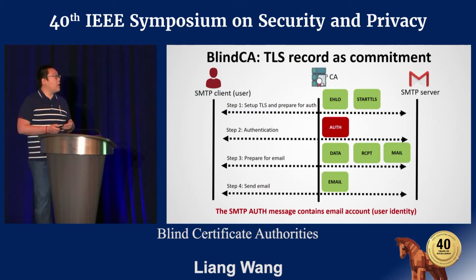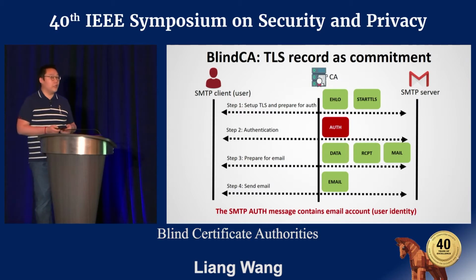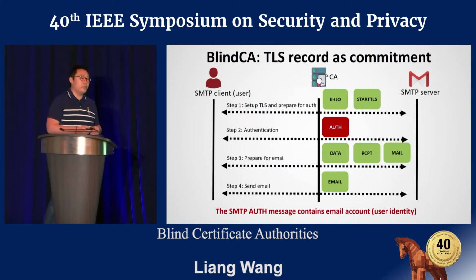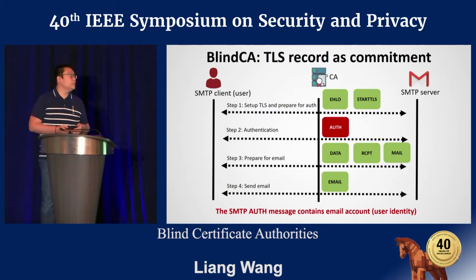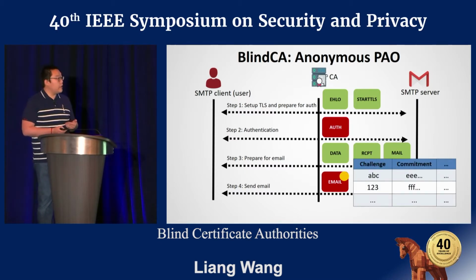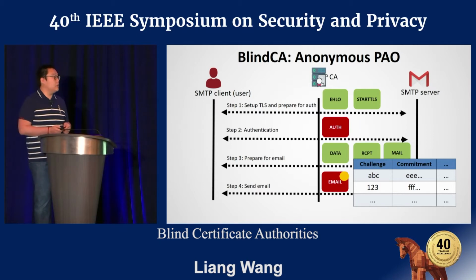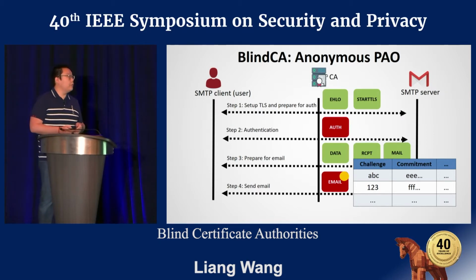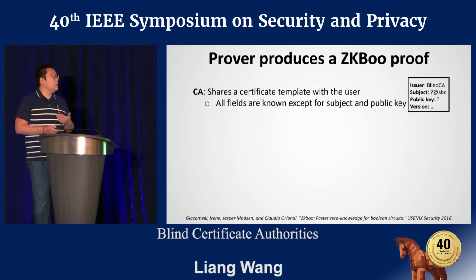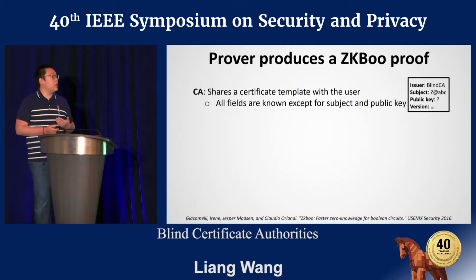And in blind CA, we only care about step 2 and step 4 here. So in step 2, we will grab the TLS fragment for the authentication message as a commitment to the user's identity because it will contain the username. And in step 4, we run anonymous poll to inject a challenge into the email. And the CA will record the challenge being used for an SMTP session and the corresponding commitment for later use. And then the CA creates a certificate template and shares it with the user.